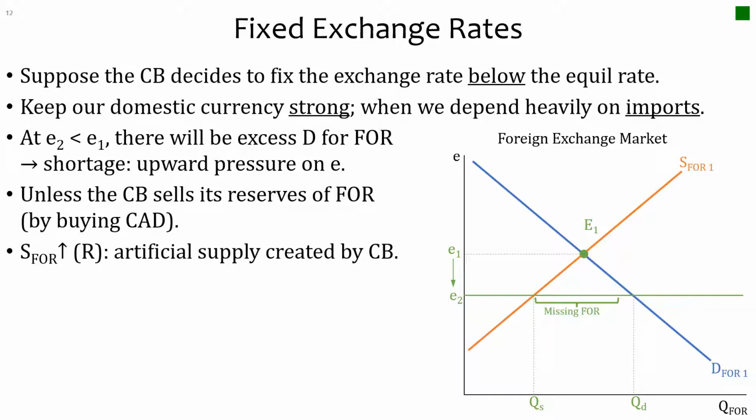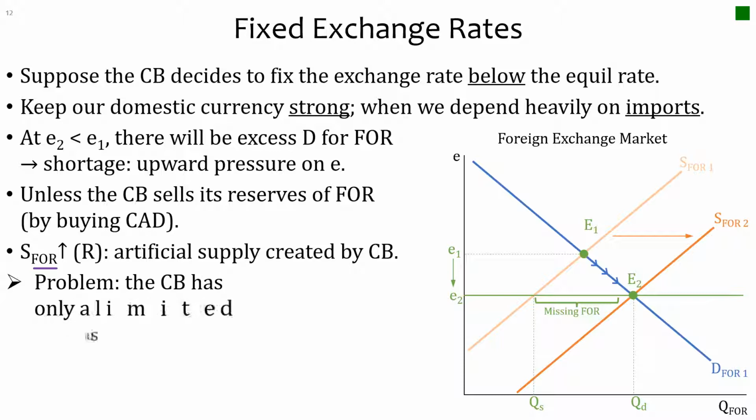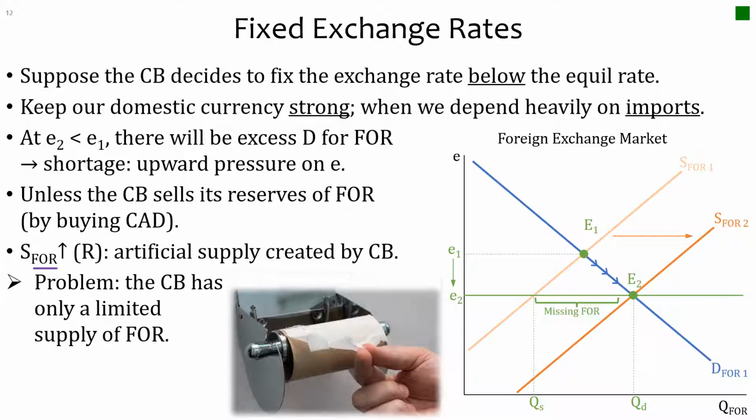Again, when it comes to the graph, you should always think about the foreign currency. That's what you draw. So in this case, you would shift the supply curve to the right. So you get supply 2, and you can see that the exchange rate drops and you get a new equilibrium E2. The problem in this case is that the central bank has only a limited supply of foreign currency. They have only limited reserves, so they could run out. And you know what it means when you run out of something, yeah? Oh no. So write this down.